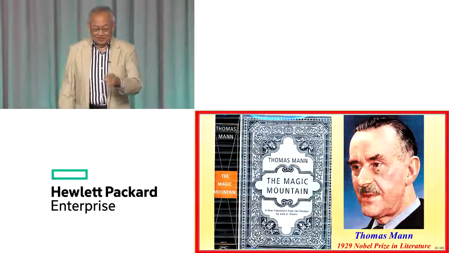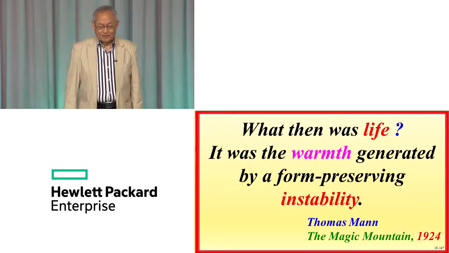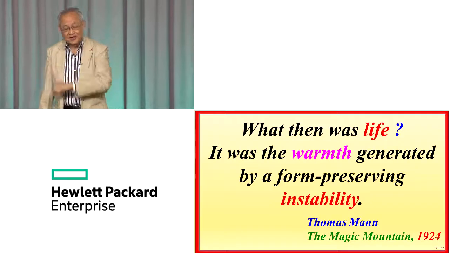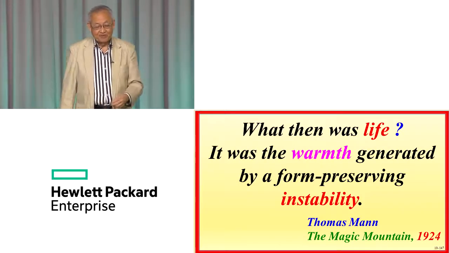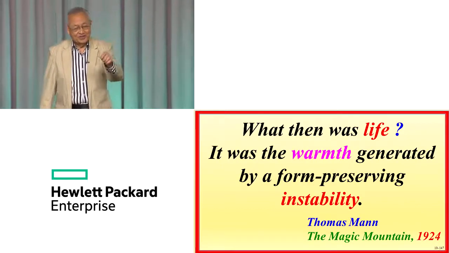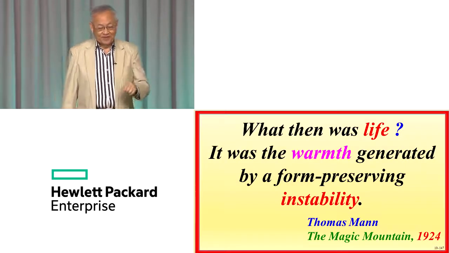Oh, by the way, this is Thomas Mann's book that I had earlier, and I'll just quote one sentence. This is the main sentence that gives it away in this book. What then was light? It was warmth generated by form-preserving instability. So you can see, warmth is Schrödinger's energy.